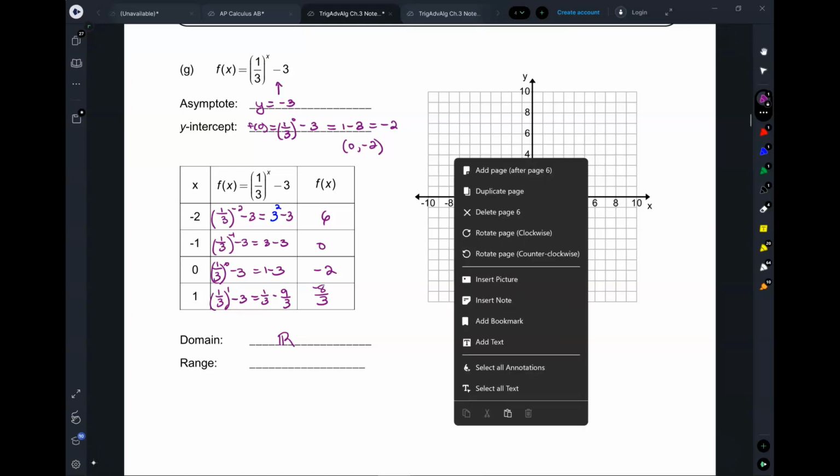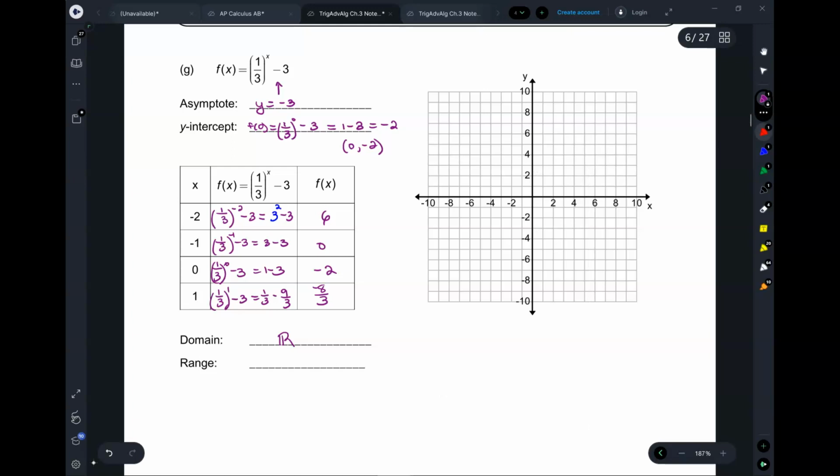I want to do the range before I even draw it. So what have we always been saying about the range? It's y compared to the asymptote. What's the asymptote in this case? Negative 3. So now go over here. Is that a positive or a negative coefficient? Positive, making this greater than negative 3. Now let's see if we did that correctly. Let's actually graph the asymptote, y equals negative 3.